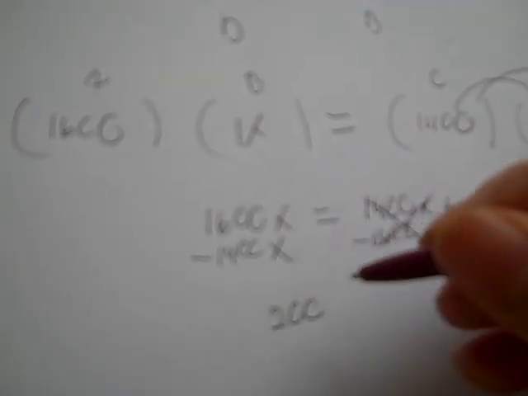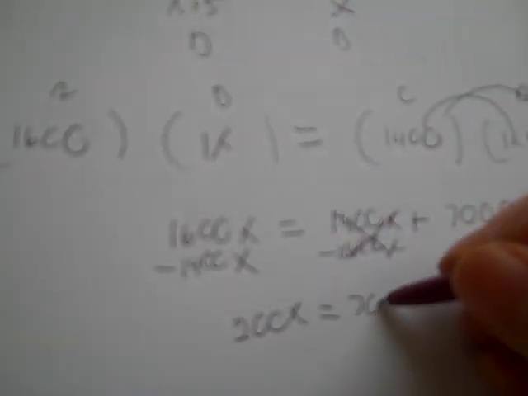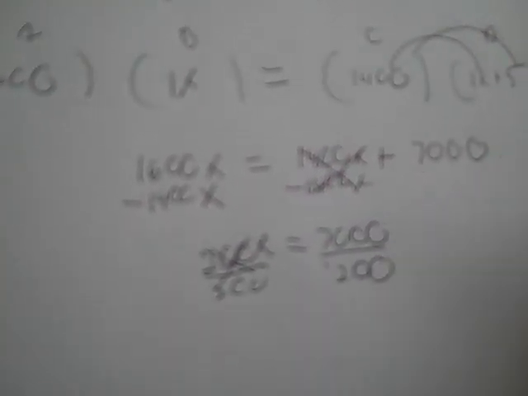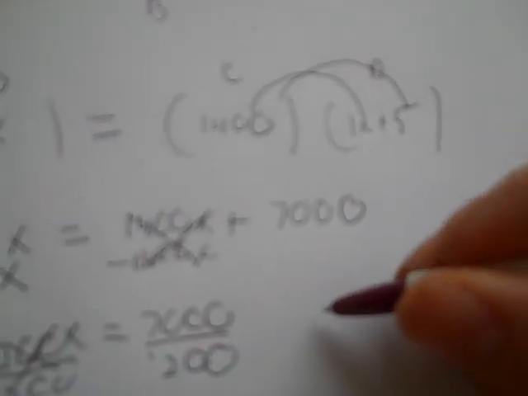So 200x equals 7,000. And I divide each side by 200. 35. Okay, now that's not your answer though, because the x is my speed. I'm not looking for the speed. So everywhere I see x, I'm going to put 35. So he goes 35 meters per second, and he goes 40 meters per second.